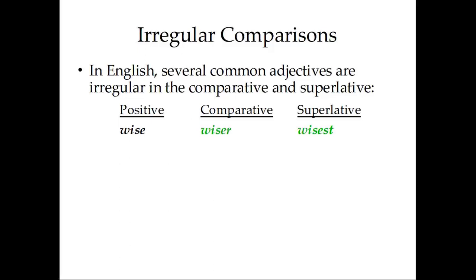However, we do have irregular adjectives, or adjectives that are irregular in the comparative and superlative, like good. So the positive degree, good, comparative, better, superlative, best. There's no way of guessing what these forms are going to be working from that positive degree, good. The comparative and superlative differ so much from it.